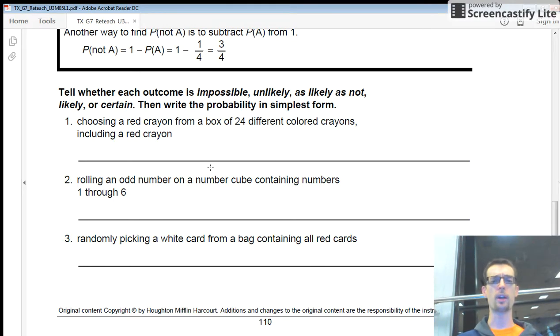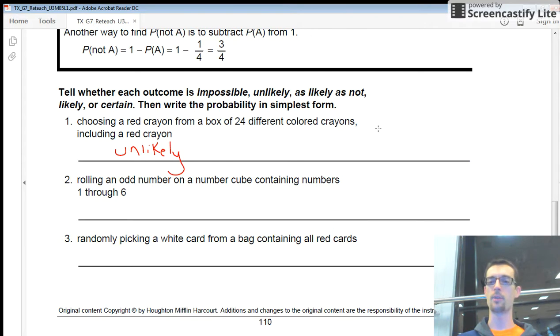It's 24 crayons, so do you think it's likely to get that red crayon? Well, is it possible? Sure, but it's not very likely, right? I mean, there's 23 other crayons you can get instead. So I'm going to write unlikely here. Okay, it's not likely to get that red crayon. At least not in your first try. Right? Now, we want to get a little bit more specific, precise than that.